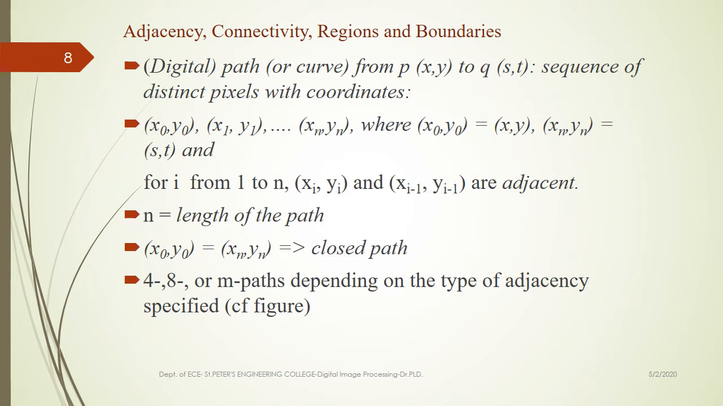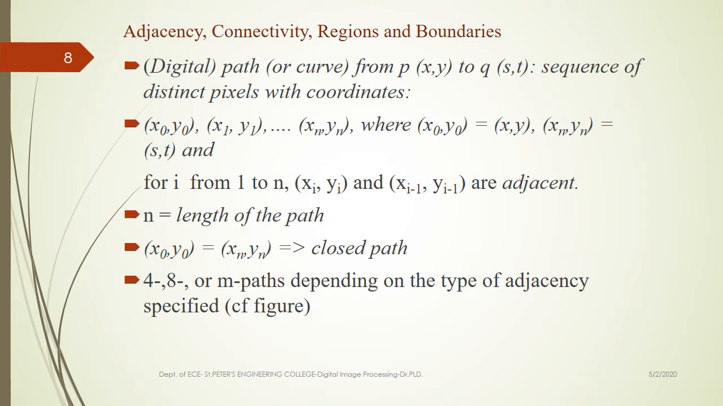If x0, y0 equals xn, yn, what does that indicate? This indicates a closed path. That means the starting point comes back to the ending point, so all these pixel locations form a closed path. Only when x0, y0 equals xn, yn can you consider it a closed path. When there is no chance of equating the pixel locations in a given set, there is no chance of forming a closed path. That appears to be an open path existing between the given set of pixel values.